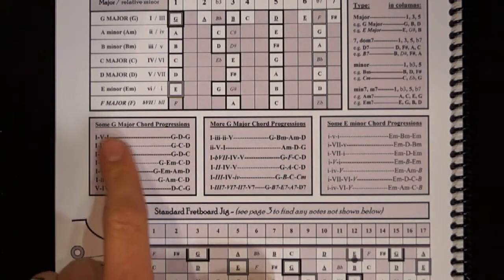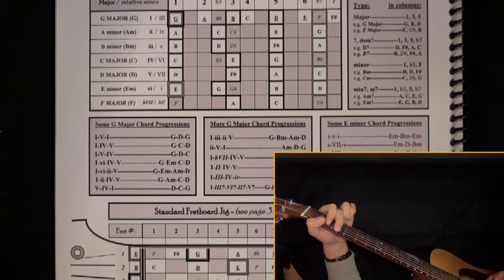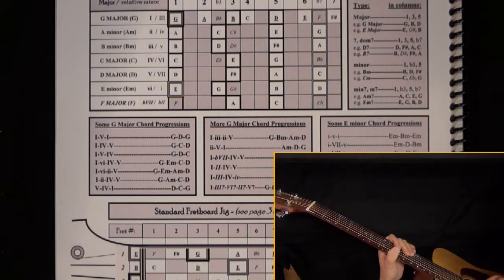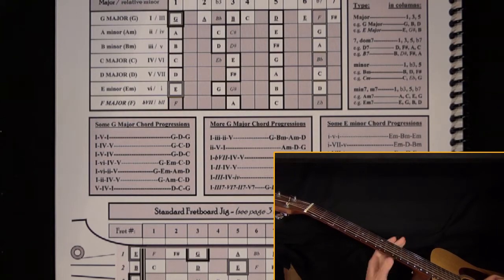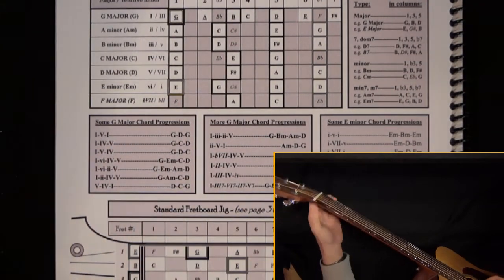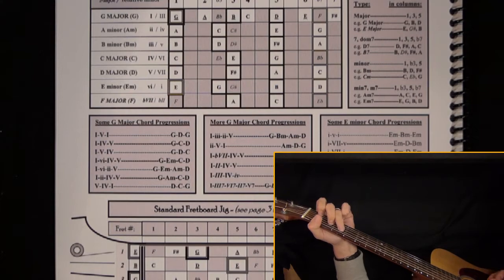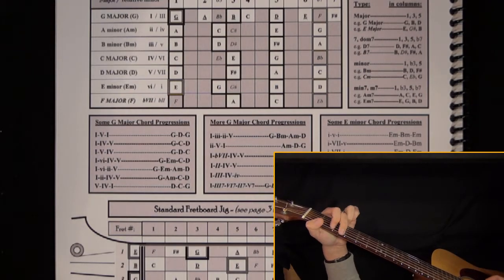So G major is my 1 chord, D major is my 5. So here's a 1, D major is a 5, back to G major is a 1. So I'm starting to think of chords in terms of Roman numerals. A 1, 4, 5 in G major is G, C, D, G.